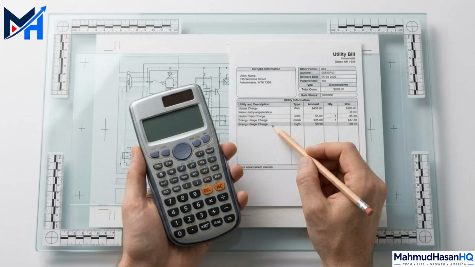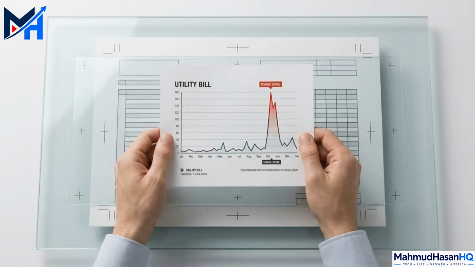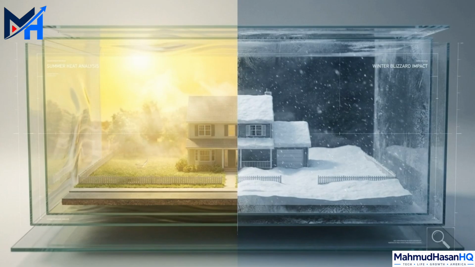You will know exactly how to spot a genuine mathematical error versus a standard structural rate change. But once you know how to read the math, the next obvious question is why the baseline consumption itself spikes so drastically during extreme summer or winter weather.